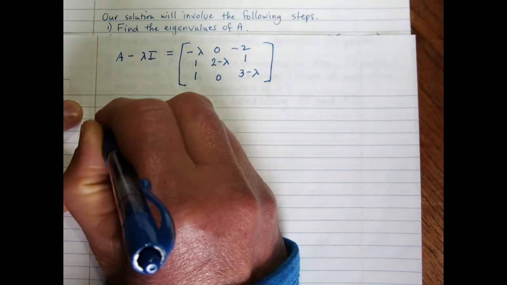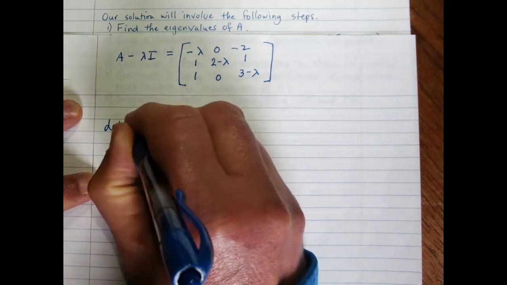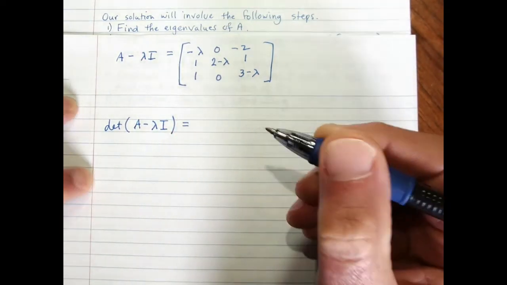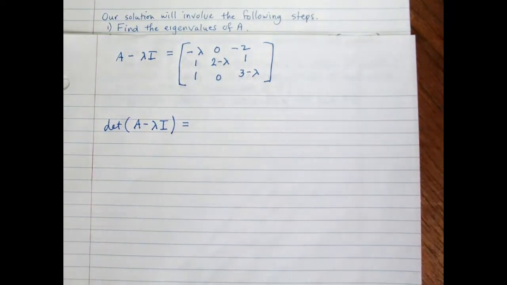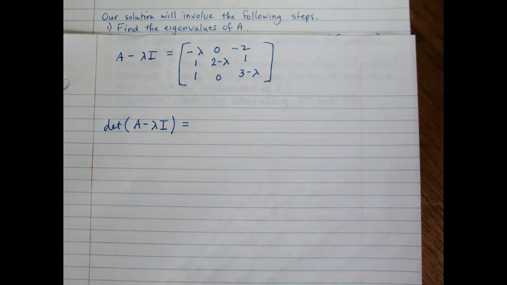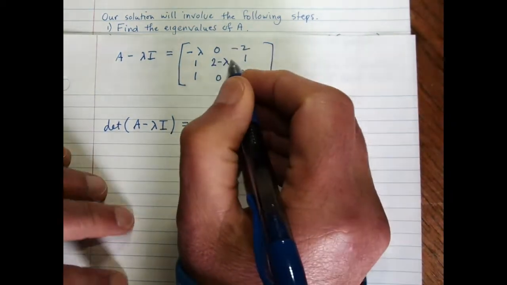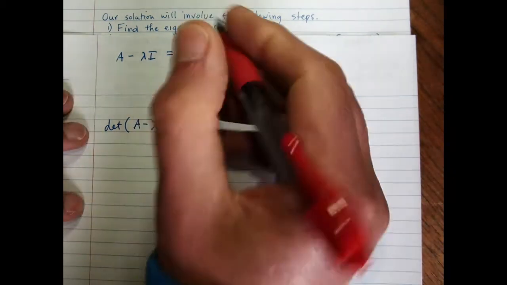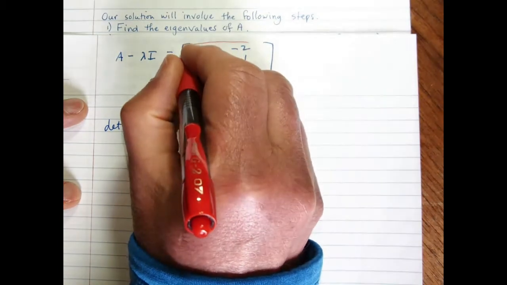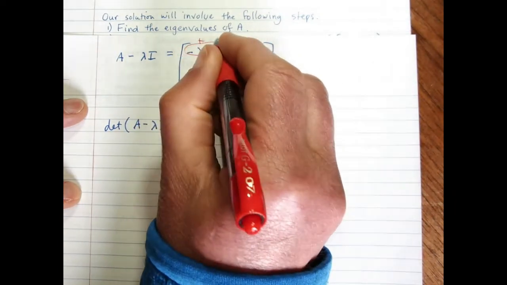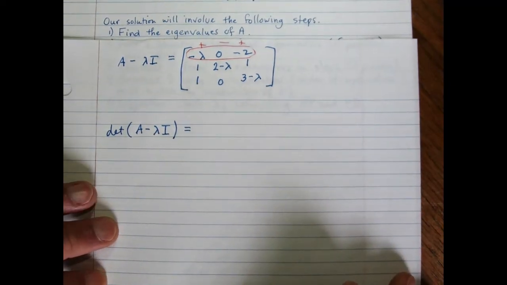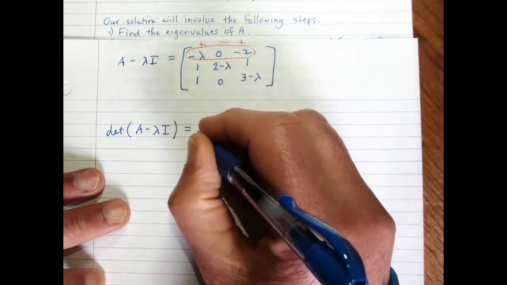And we need to actually calculate the determinant of that matrix A minus lambda I. And so we gotta pick a row or column to expand along, and maybe I'll just go ahead and pick the first row to expand along, plus, minus, plus. So this is a calculation we've gone through several times, and here we go again.